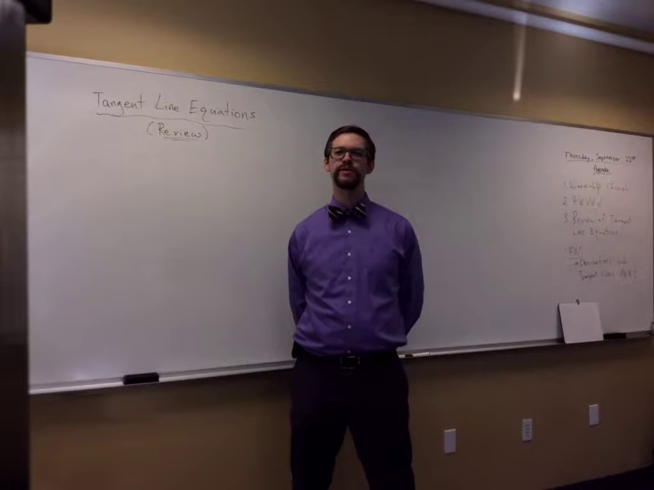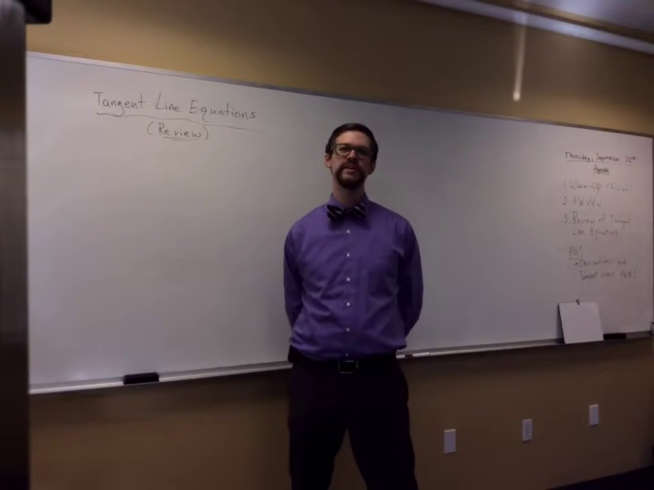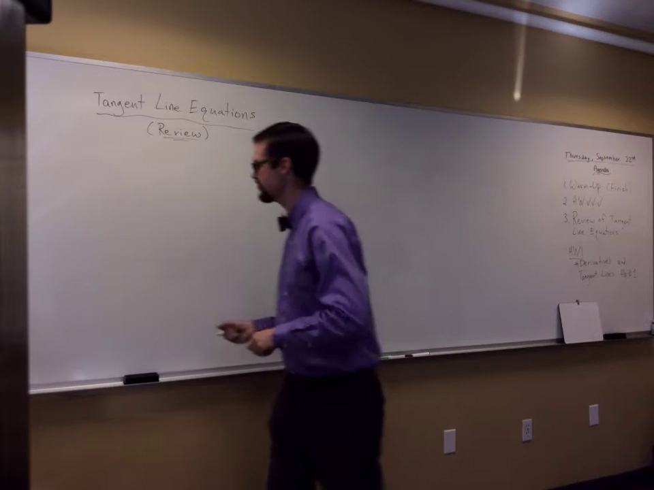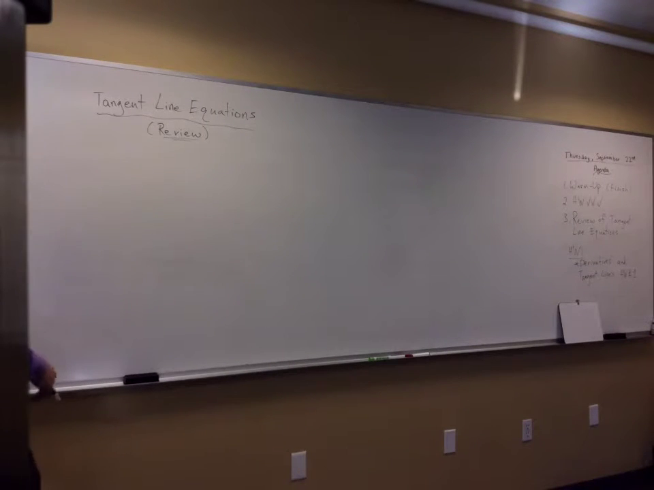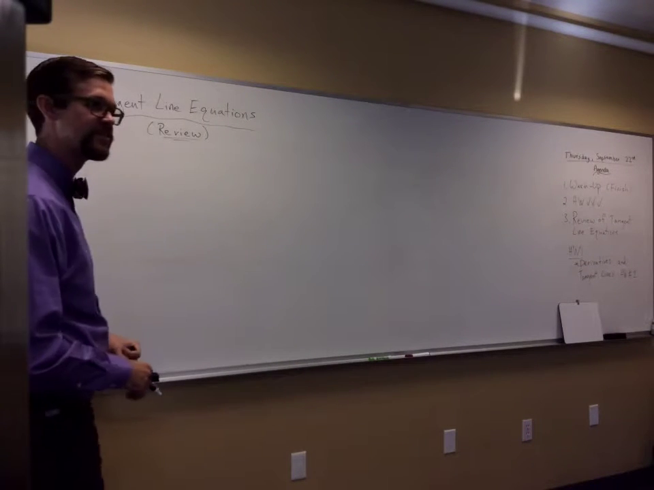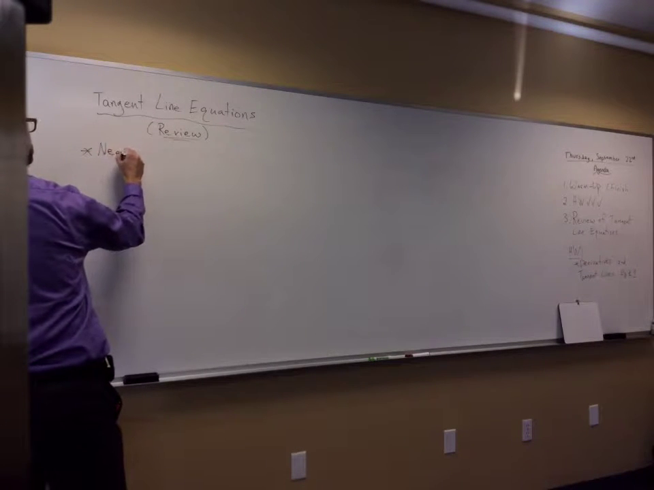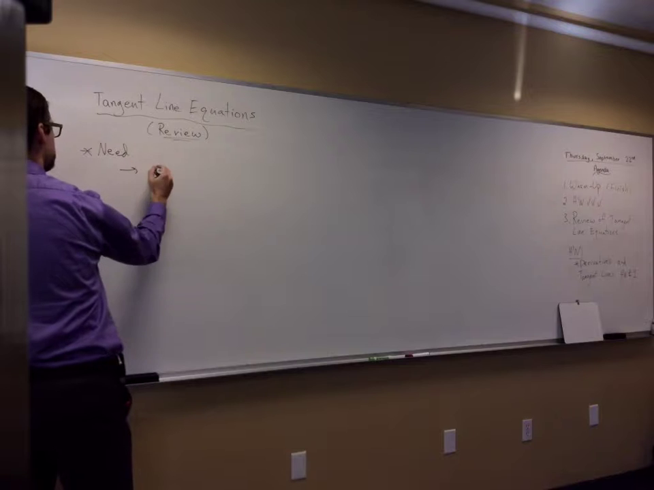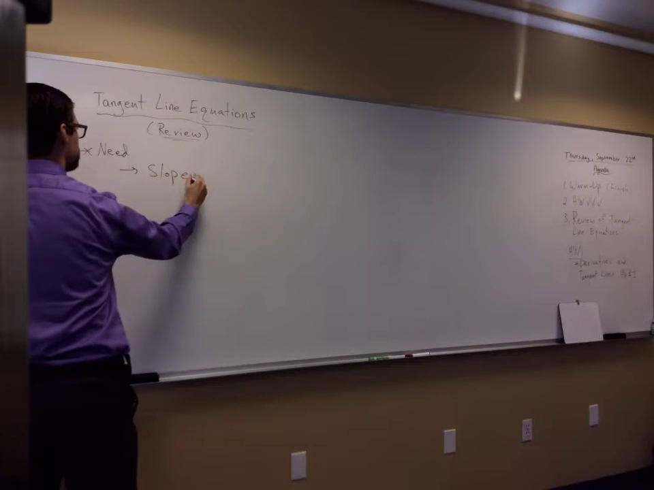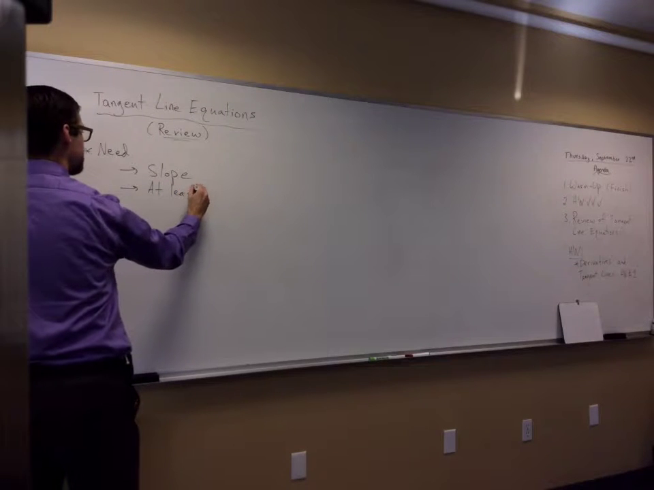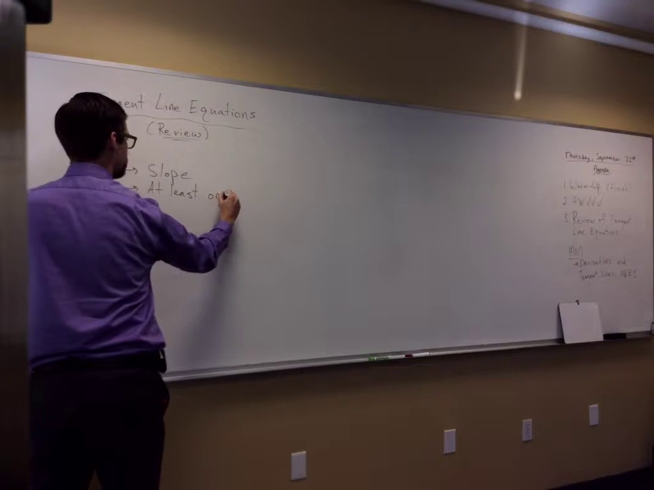Well, hello. We're going to do a brief review of finding the equation for tangent lines. So here we go. To find the equation for a tangent line, you need two things. You need a slope. You need at least one point.